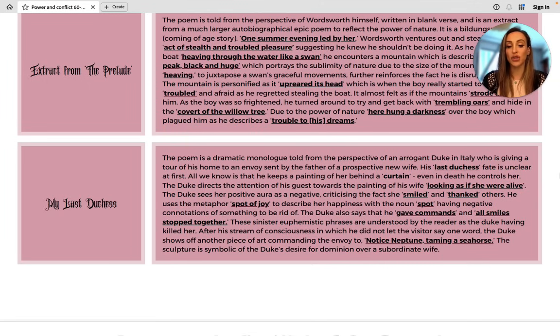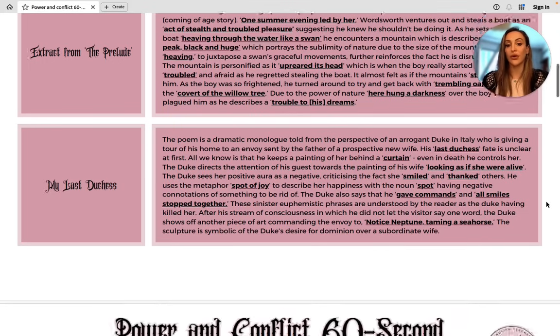After this stream of consciousness, that's kind of him stopping without pausing, without letting anyone else speak, in which he did not let the visitor say one word, the Duke shows off another piece of art, commanding the envoy to notice Neptune taming a seahorse. The sculpture is symbolic of the Duke's desire for dominion over a subordinate wife, as Neptune is obviously god of the sea, and so he uses this piece of artwork to reflect his own desire to be all-powerful and all-controlling. You could use the word omnipotent, which means all-powerful.